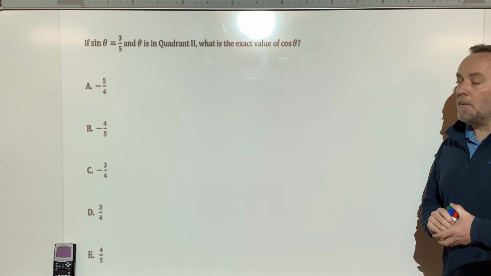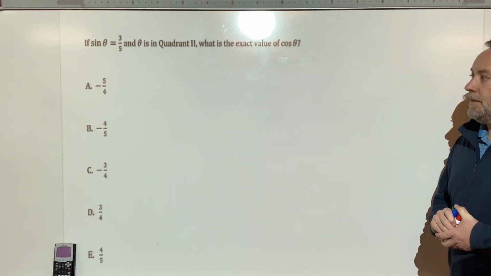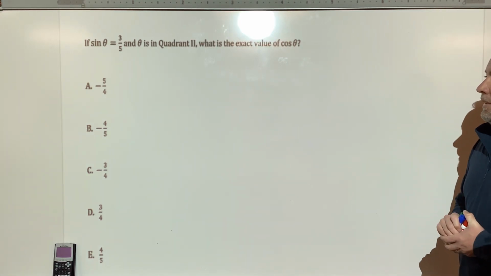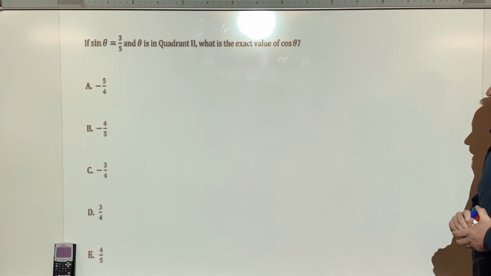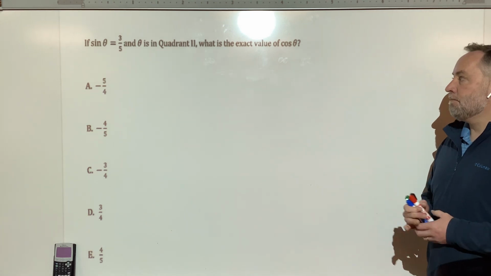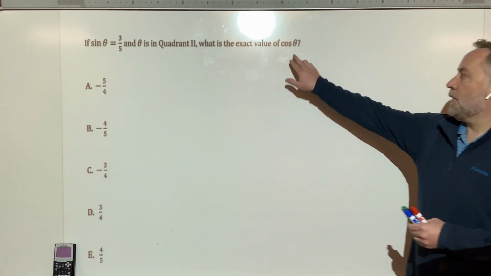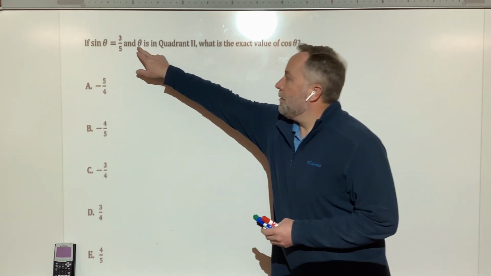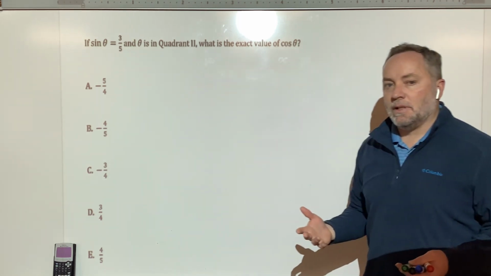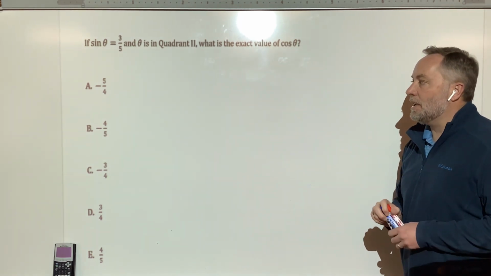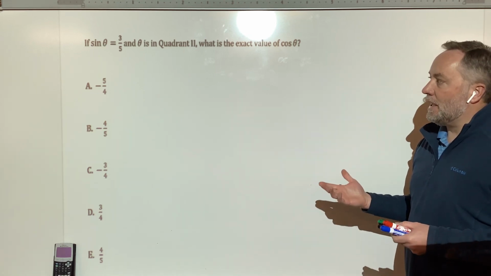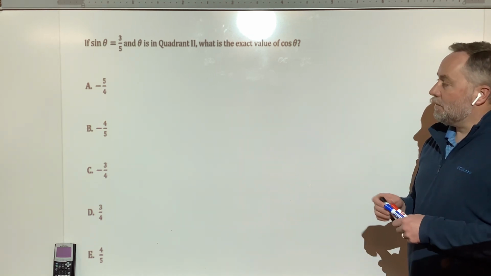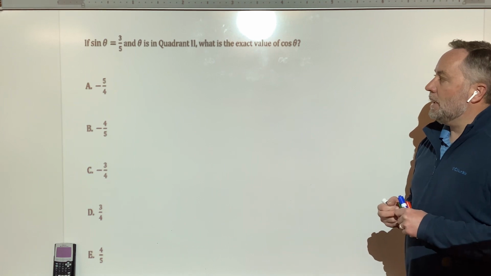This question is a trigonometry question. It says, if sine of theta is equal to 3/5 and theta is in quadrant 2, what is the exact value of cosine of theta? First things first, theta, found 3 times here, is just a variable used to represent an unknown angle. All right, so it can function like x, but we use that specifically to denote an unknown angle.